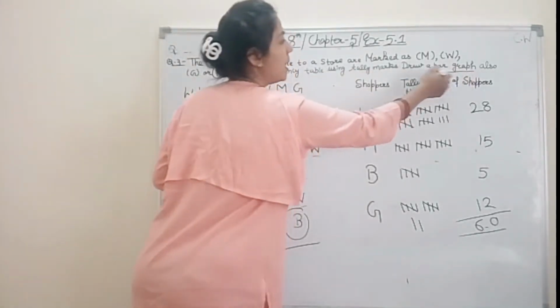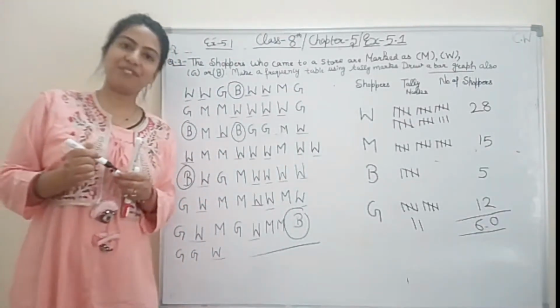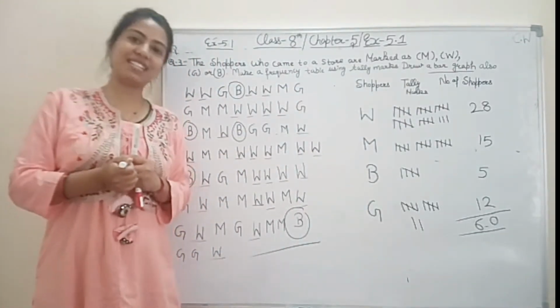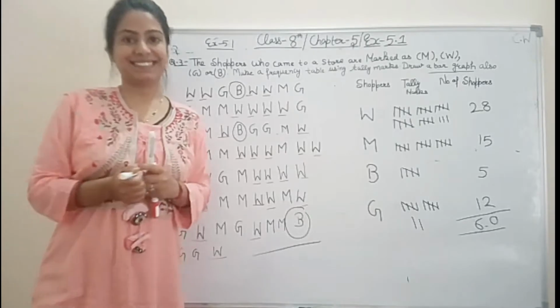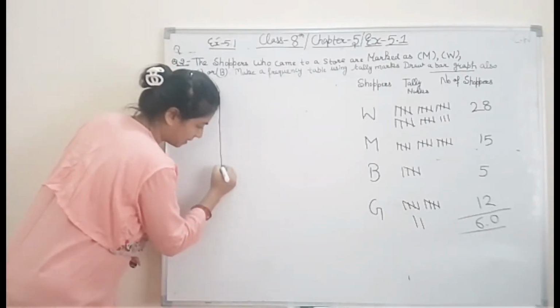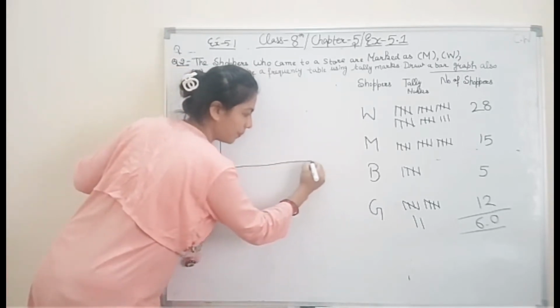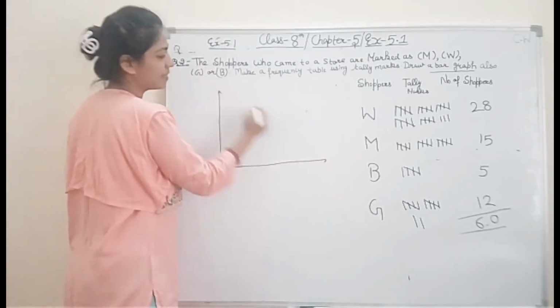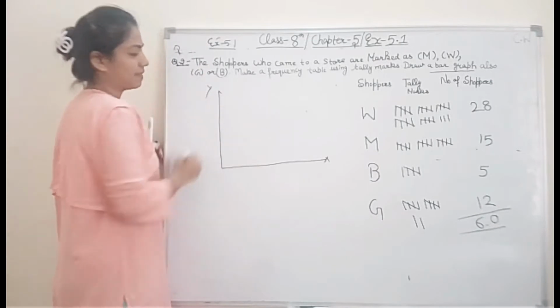We have to make a bar graph. So everyone knows how to make a bar graph. So let's start to make the bar graph. For a bar graph, first of all we have to make the axes, x-axis and y-axis. So this is the x-axis and this is the y-axis.